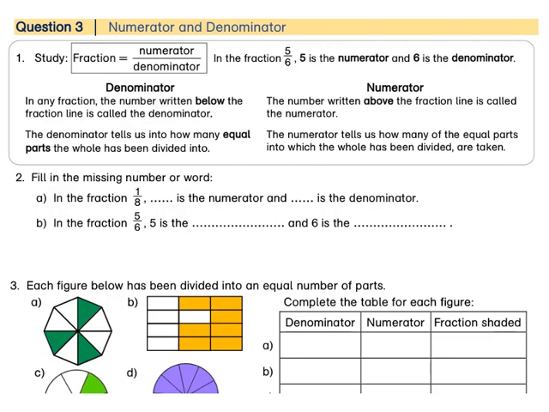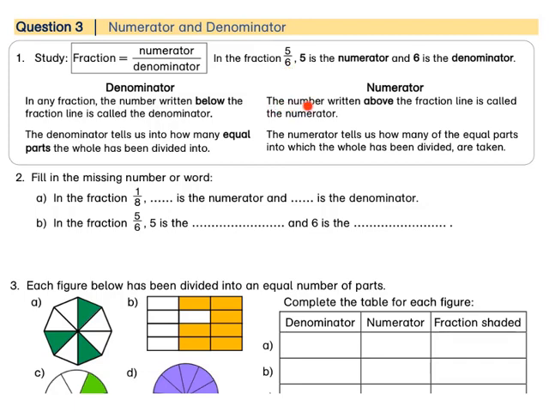Now let's see what these words mean. Denominator. In any fraction, the number written below the fraction line is called the denominator. We have just seen that. The denominator tells us into how many equal parts the whole has been divided. So looking back at our example, 5/6, the denominator is 6. This tells us that our whole has been divided into 6 equal parts. Therefore, we are working with sixths.